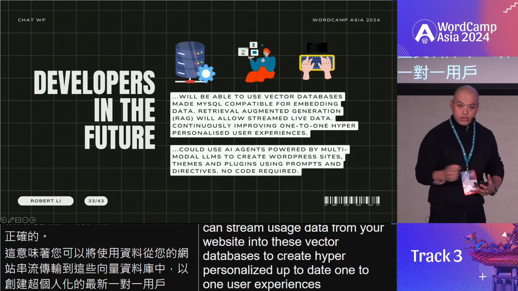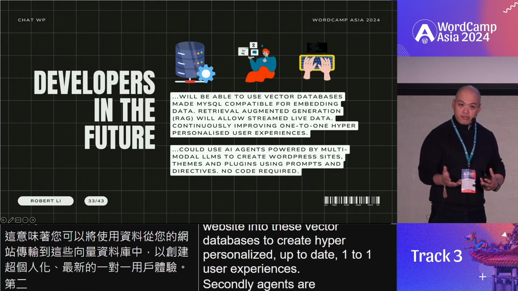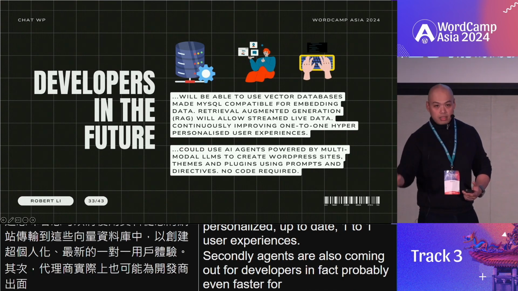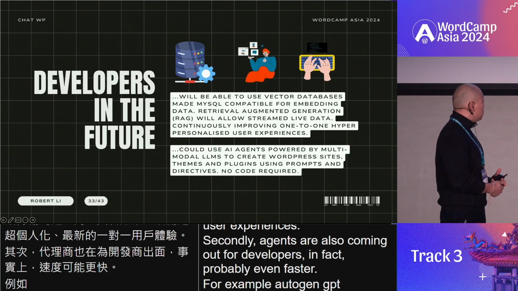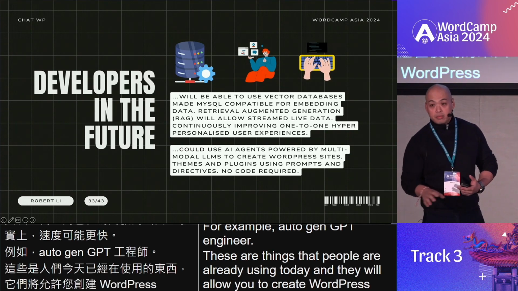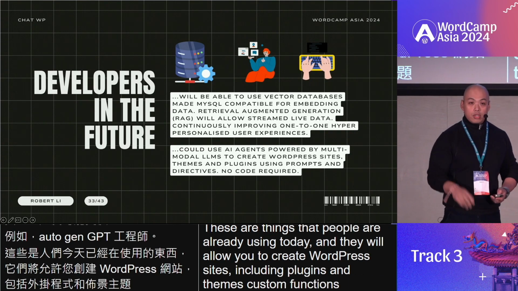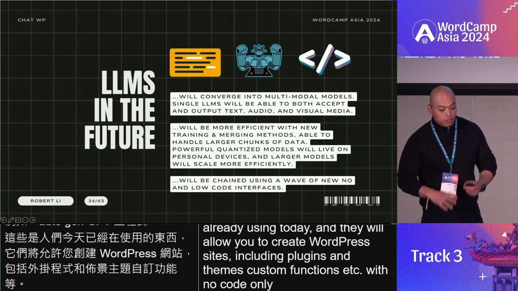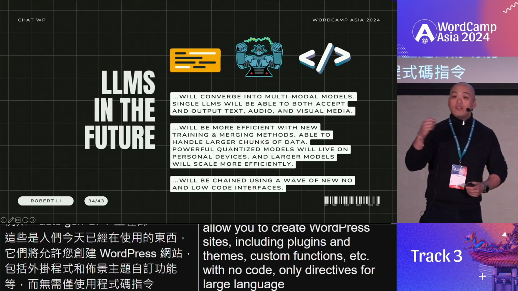Secondly, agents are also coming out for developers. In fact, probably even faster. For example, AutoGen, GPT Engineer, these are things that people are already using today. And they will allow you to create WordPress sites, including plugins and themes, custom functions, etc., with no code, only directives. For large language models themselves, they're obviously becoming multimodal.